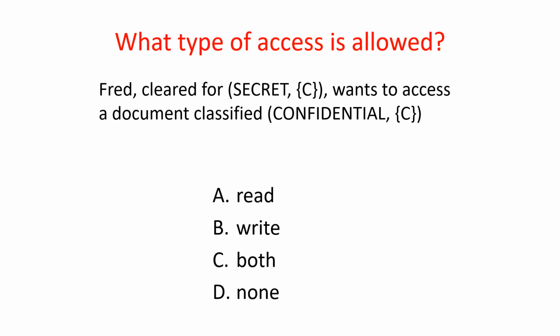Okay. Fred is secret, and C is confidential. Fred can read the document. The answer is A, read. Because Fred dominates the object. Fred is at secret, the level is greater than confidential, and the category C is a subset of Fred's category. In fact, they're the same. So in that case, Fred dominates it. Fred can't do both, because the object doesn't dominate Fred. Okay. All right.